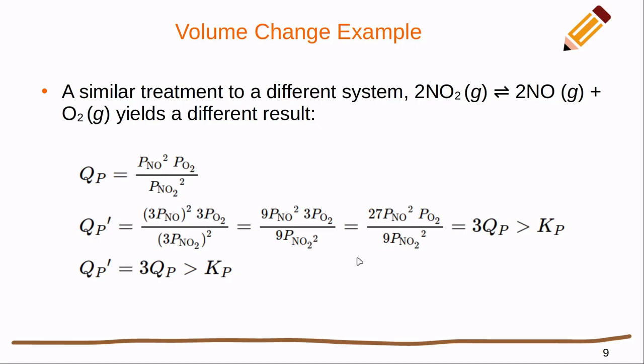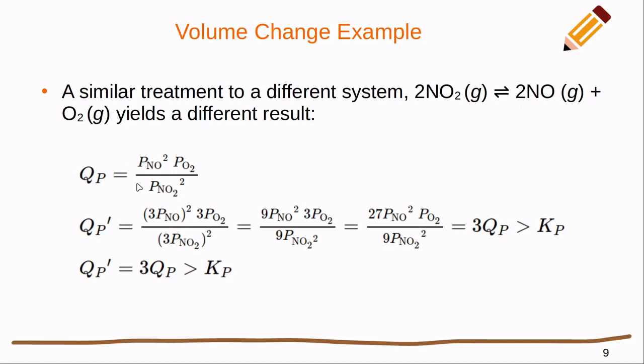Let's look at a new system here, okay, where that's not true. I start off with 2 moles of NO2. I produce 2 moles of NO and 1 mole of O2. So I start off with 2 moles of reactants, and I wind up with 3 moles of product. Okay, I have a net change in the number of moles in the gas phase.